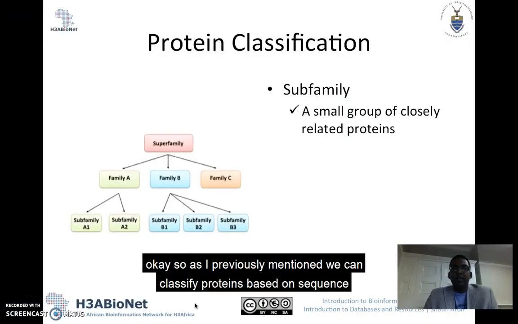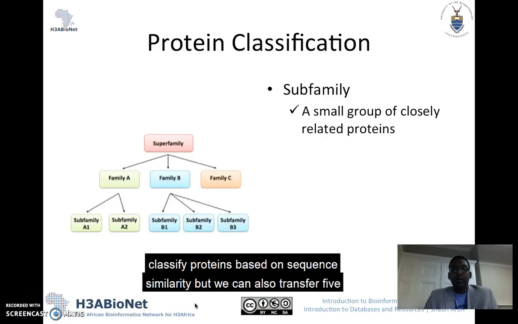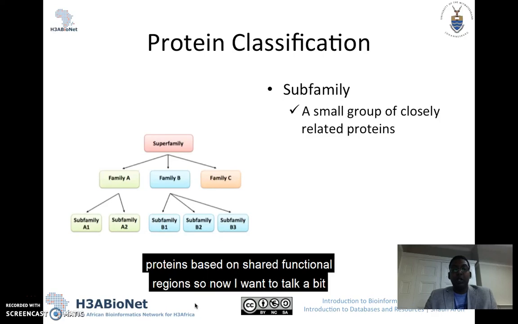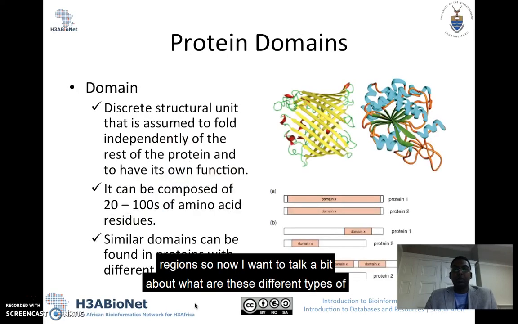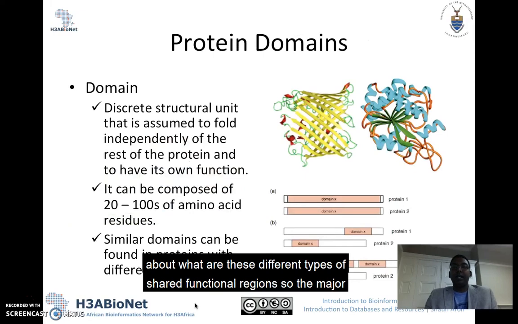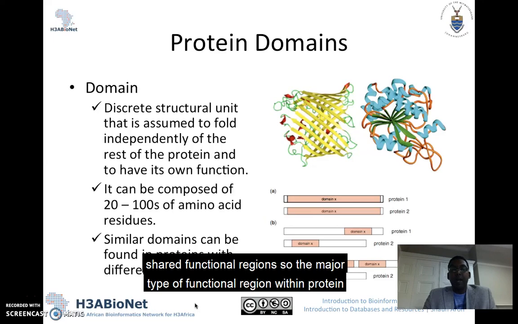Okay, so as I previously mentioned, we can classify proteins based on sequence similarity, but we can also classify proteins based on shared functional regions. So now I want to talk a bit about what these different types of shared functional regions are. The major type of functional region within a protein is something called a domain.